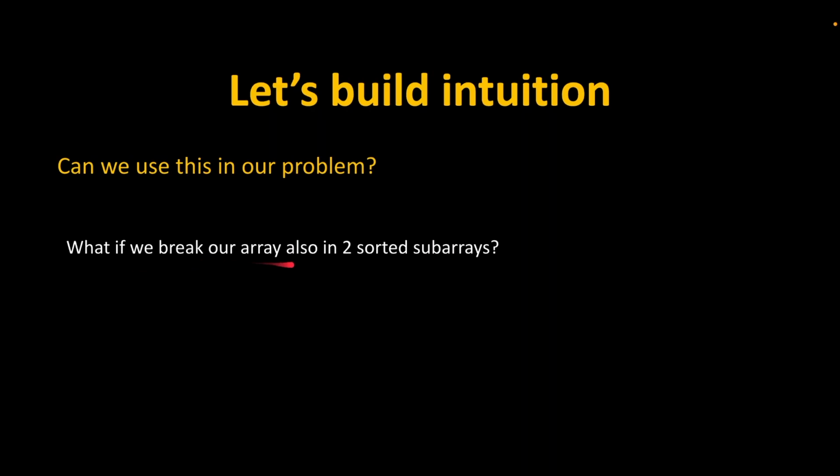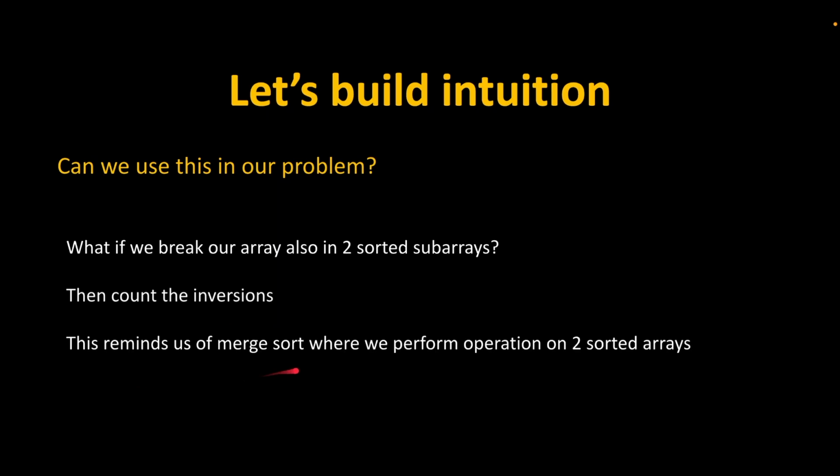What if we break our array into two sorted subarrays and then count the inversions from them like we did earlier? This reminds us of merge sort, where we perform an operation on two sorted arrays and then merge them. If you don't know how merge sort works, you can check my video in the description.